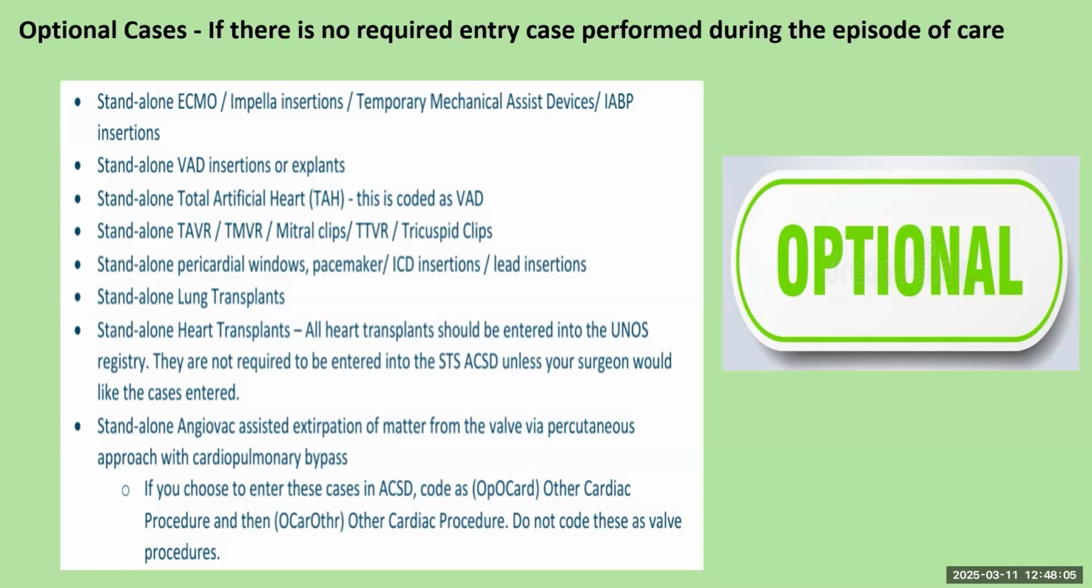All right, Sean is asking, more anomalous. What if anomalous RCA and cabbage are done at the same time? How do we abstract correction of the anomalous RCA? Well, Sean, it depends on what they're doing for that anomalous. Are they unroofing it? Are they translocating it? Or are they just bypassing it?